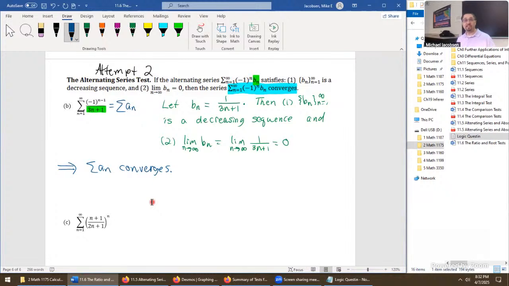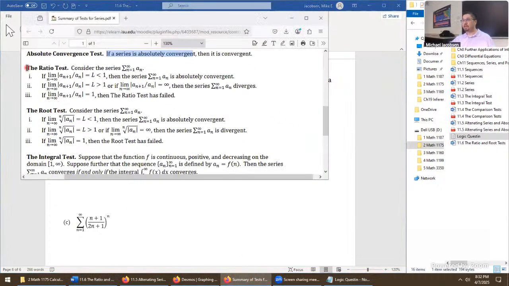Okay, have a great evening, everyone. We'll come back and finish off 11.6. Then we're going to take these 2 things, primarily the ratio test, and get into power series for the first time. So finally, we're switching gears into a slightly new concept.